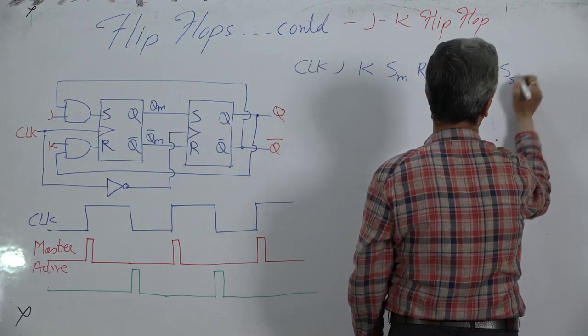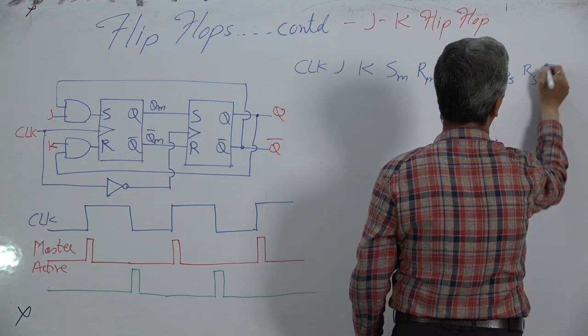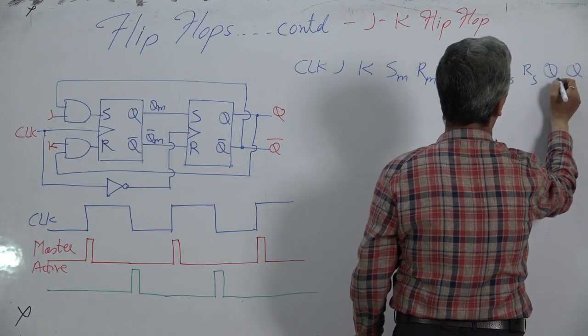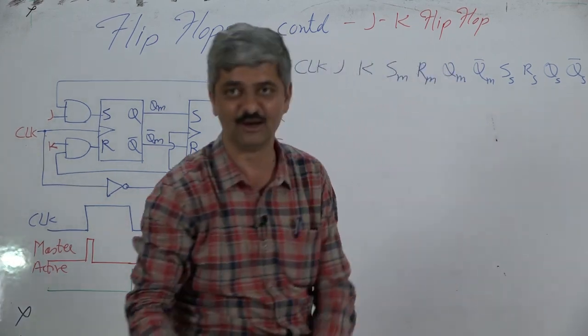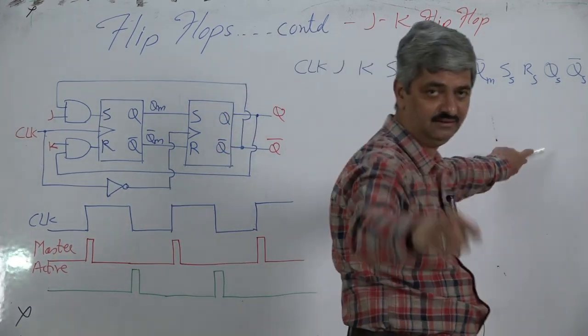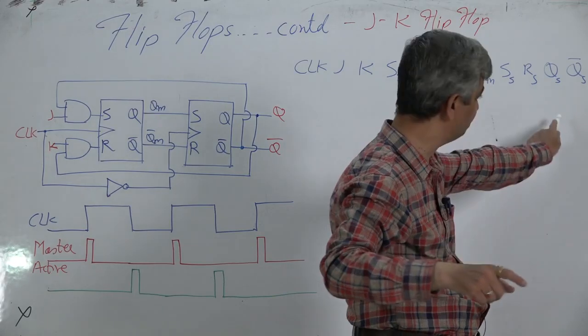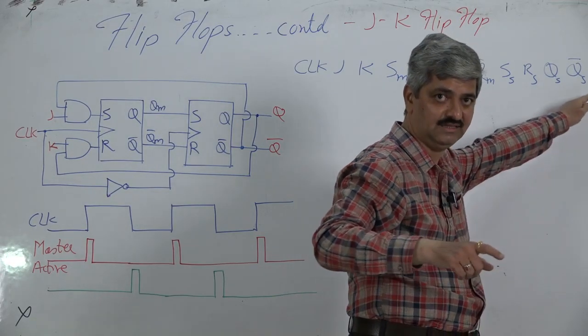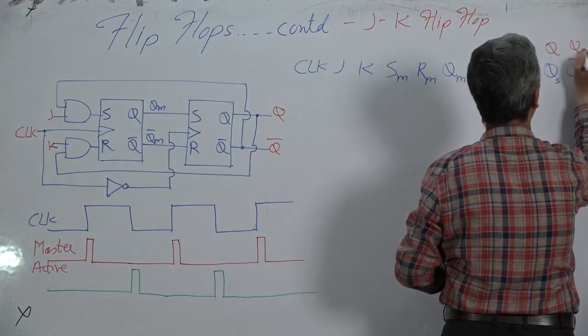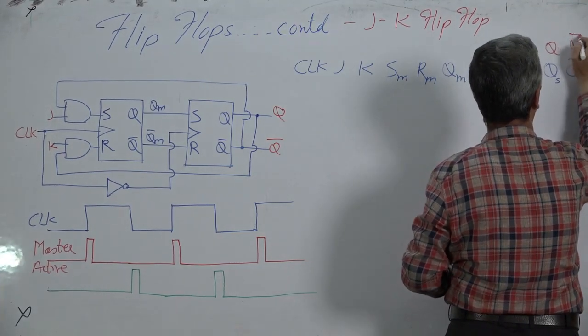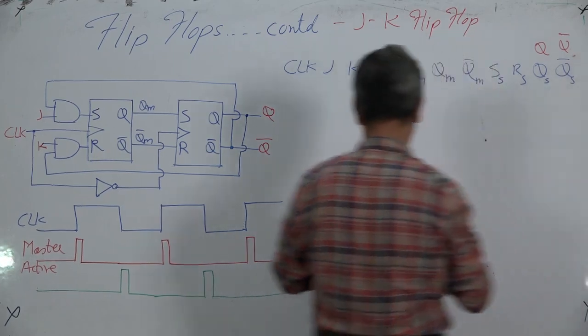S slave, R slave, Q and Q bar of slave, but I don't write it, because Q and Q bar of slave are... is it seen till that? Okay. So there I will write Q and Q bar directly, because slave outputs are actual outputs.